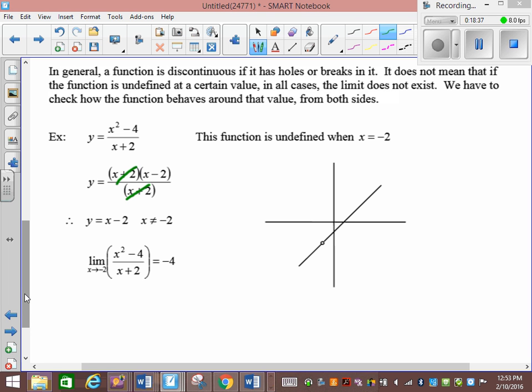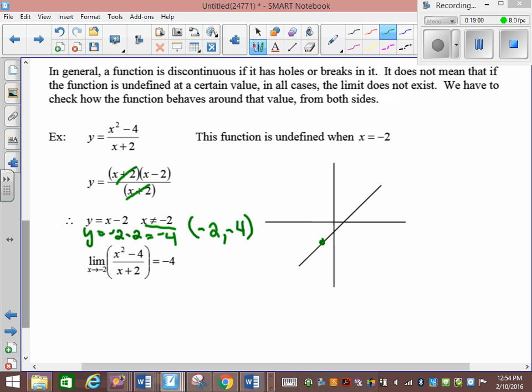X can equal -2? Yeah. I get what you're saying. So then what is it when x can't equal -2? So you plug it into the one that you've simplified. So y equals -2 minus 2. So it's -4. So we actually have a point of discontinuity at -2 and -4. So that's this one here.